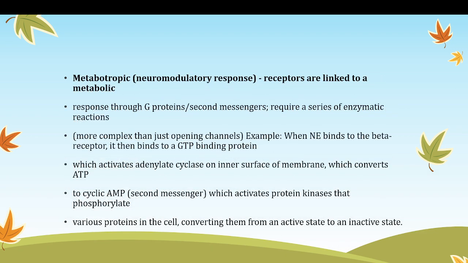Metabotropic neuromodulatory responses. Receptors are linked to a metabolic response through G protein. Second messengers require a series of enzymatic reactions, more complex than just opening channels. Example: norepinephrine binds to the beta receptor. It binds to the GTP binding protein, which activates adenylate cyclase on the inner surface of the membrane, which converts ATP.